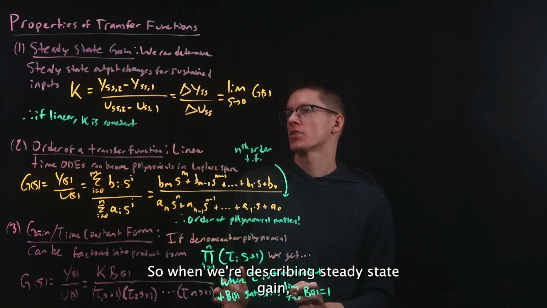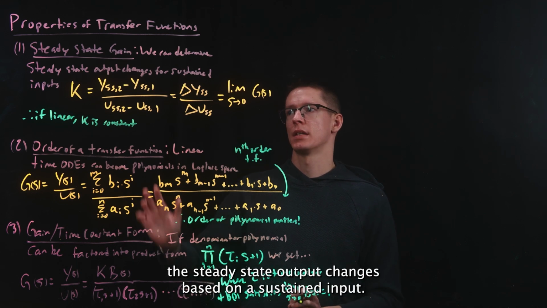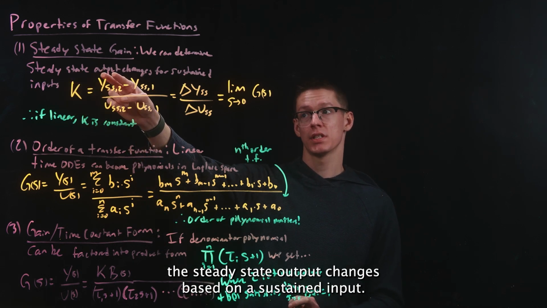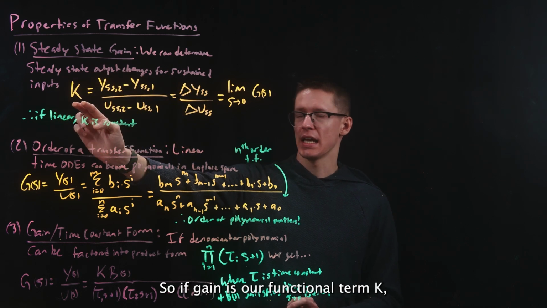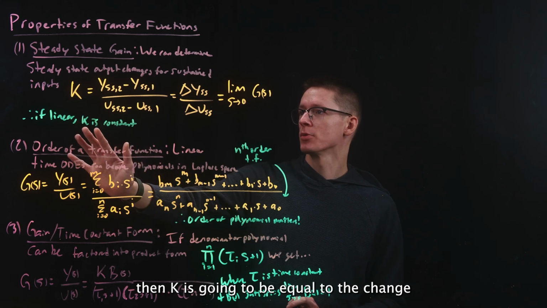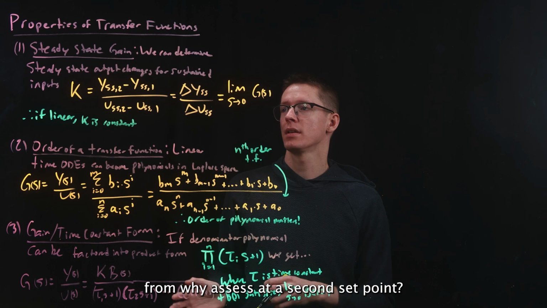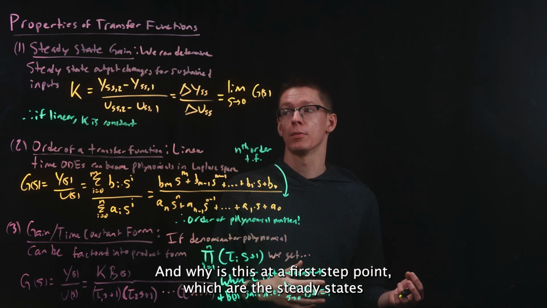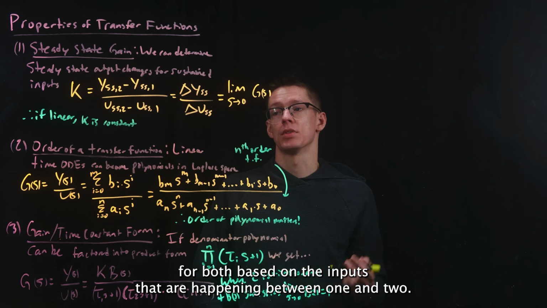So when we're describing steady state gain, what we're really looking at is the fact that we can determine the steady state output changes based on a sustained input. So if gain is our functional term k, then k is going to be equal to the change from YSS at a second step point and YSS at a first step point, which are the steady states for both, based on the inputs that are happening between 1 and 2.